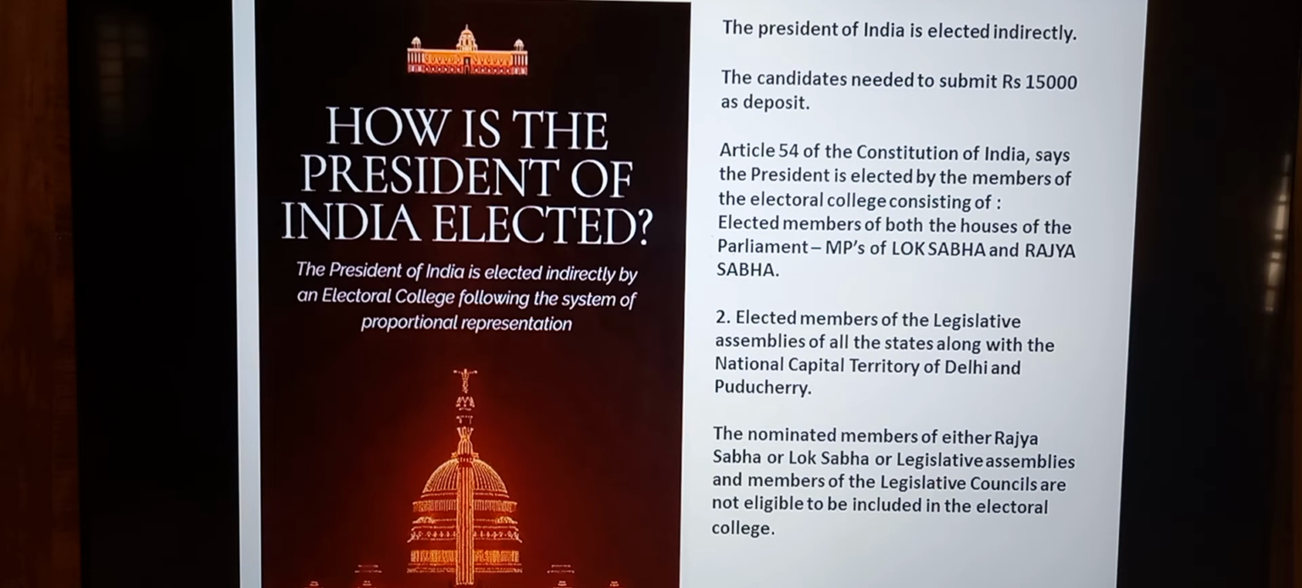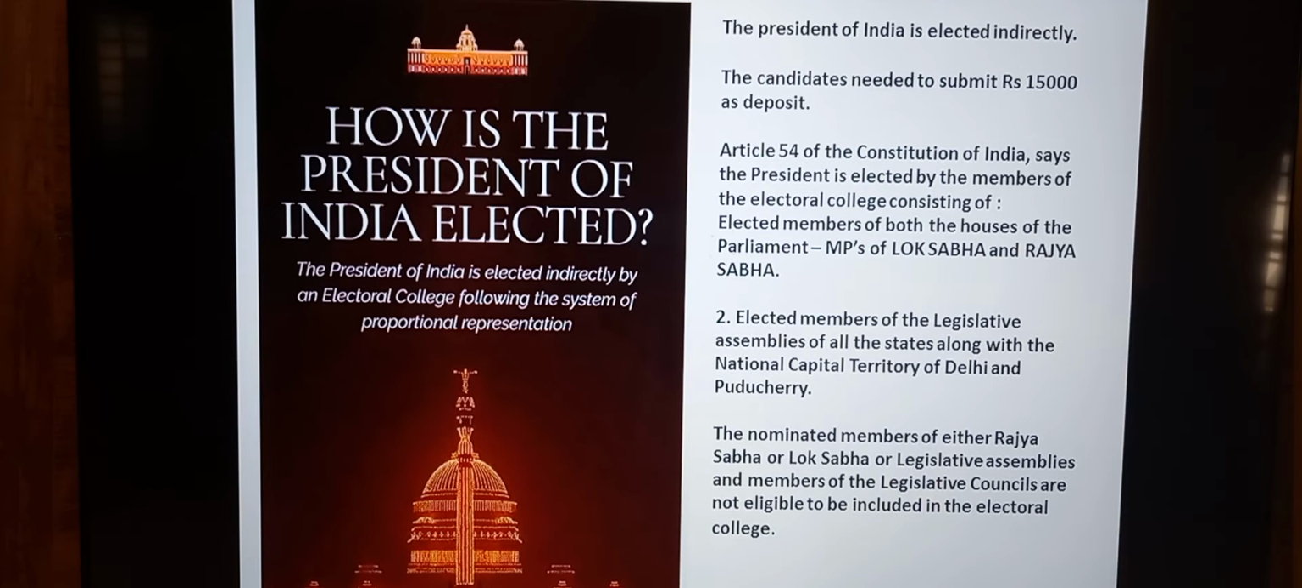Let's see how the President of India is elected. The President of India is elected indirectly by an electoral college following the system of proportional representation. Article 54 of the Constitution of India says the president is elected by the members of the electoral college consisting of the elected members of both the houses of the parliament, that is MPs of Lok Sabha and Rajya Sabha, and the elected members of the legislative assemblies of all the states along with the national capital territory of Delhi and Puducherry.